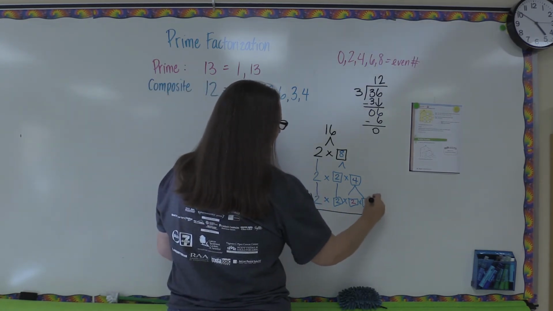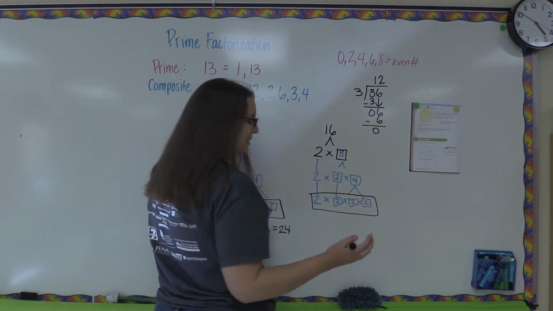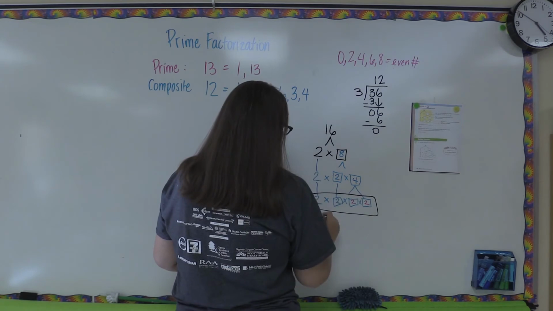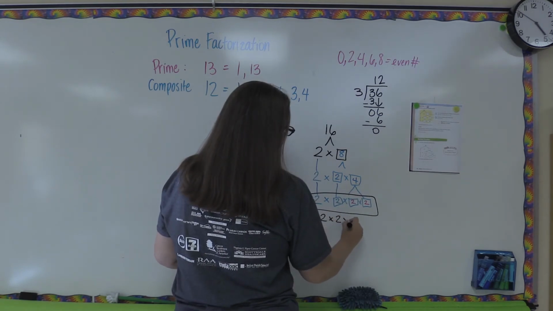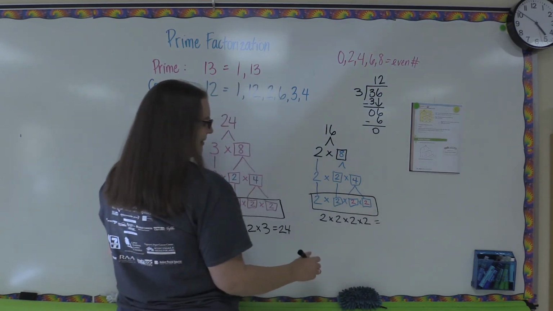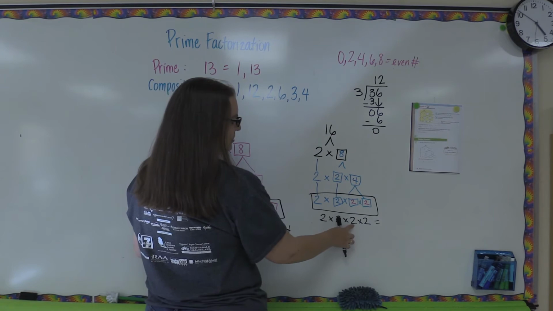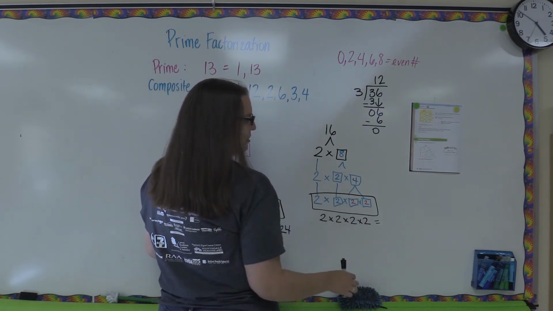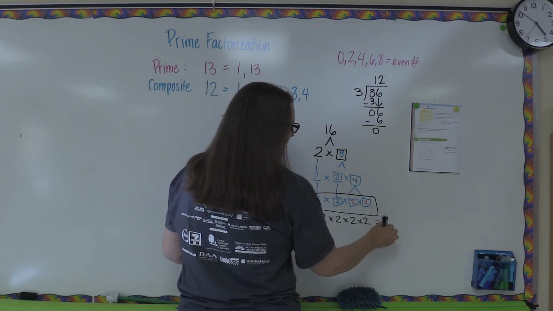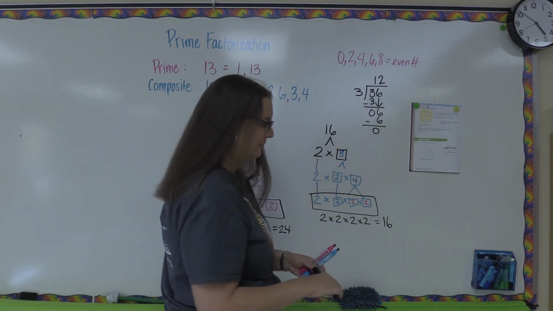So let's go ahead and write down the prime factorization of this. This one's already in order because they're all the same number, but you still need to write it in. 2 times 2 times 2 times 2. And let's check that. 2 times 2 is 4. 4 times 2 is 8. 8 times 2 is 16. So our answer matches what we started with. That means we're doing it correctly.